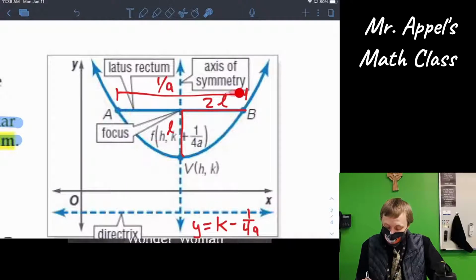And it turns out that distance is always the reciprocal of your leading coefficient A. 1 over A is the length of the latus rectum. The focal length is 1/4 of that.